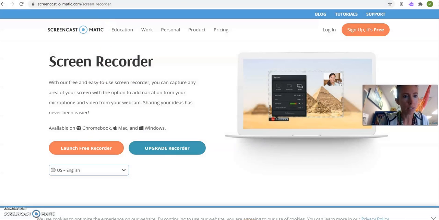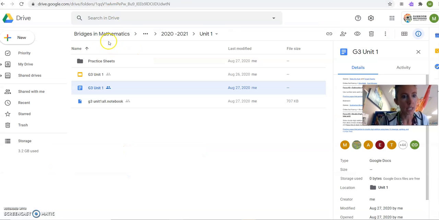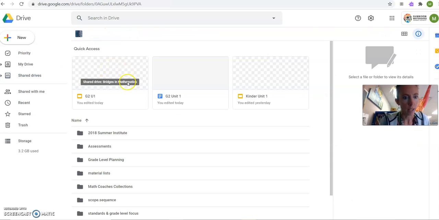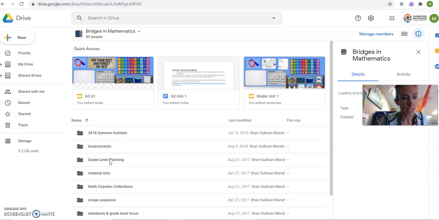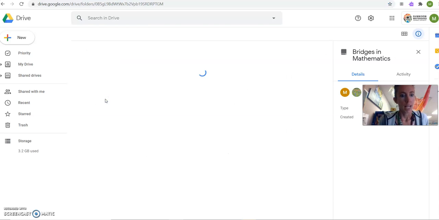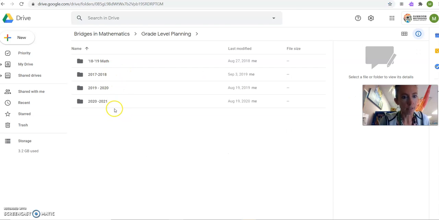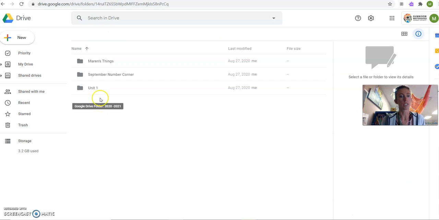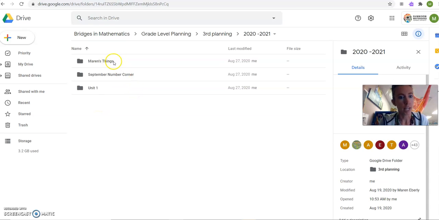So here is the unit one stuff where you can find it. You're going to go to your shared drives, your Bridges in Math, you go to grade level planning, and then third grade. Now in third grade, there's lots of different folders, and you're going to go to the most recent one, 2020-2021. And in there, you're going to find my mess right here, Marn's things, so you don't need to go in there. Again, if you want.